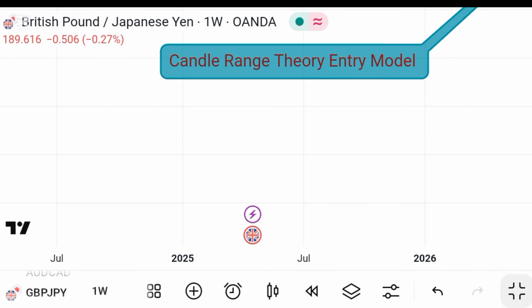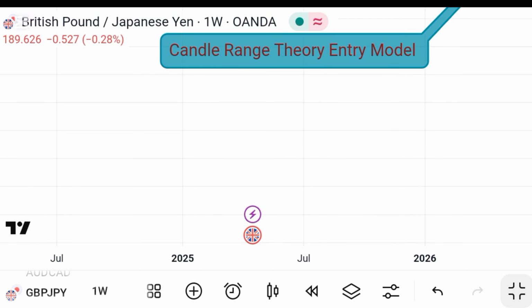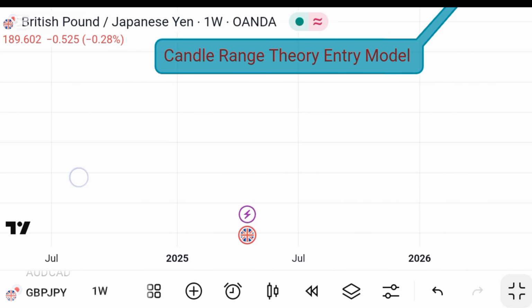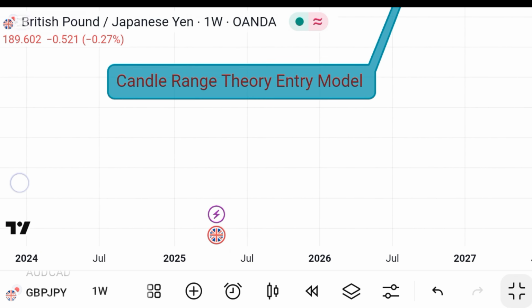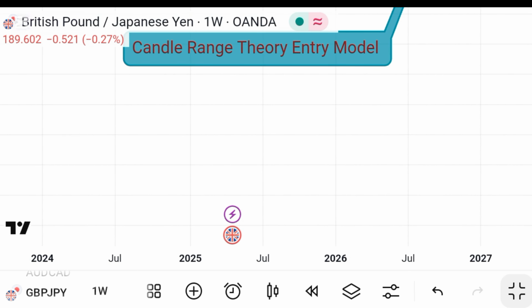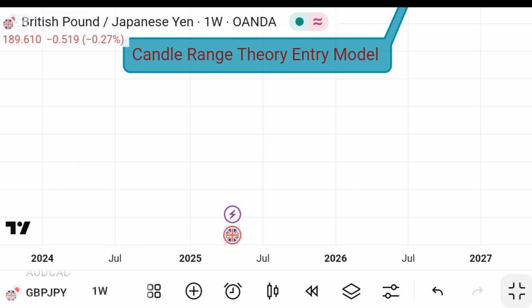Alright guys, welcome back to the channel, and in today's video I want to explain in detail this ICT-style model. Actually, it's a strategy called the candle range theory entry model. I've made some videos, and I even have a playlist on this particular trade entry model, but I don't think I've ever explained it enough. So in this very video I want to explain the candle range theory model in detail.